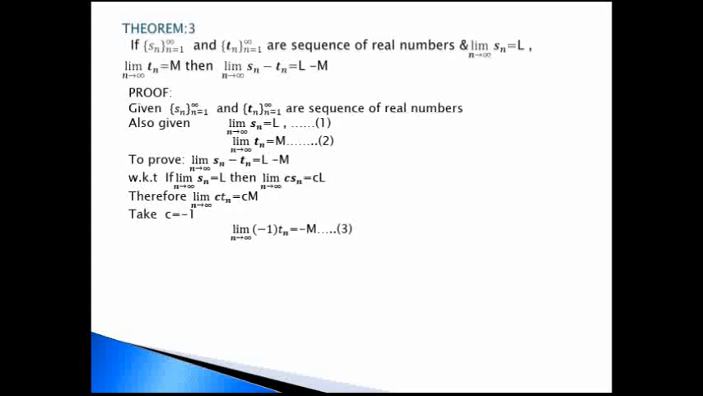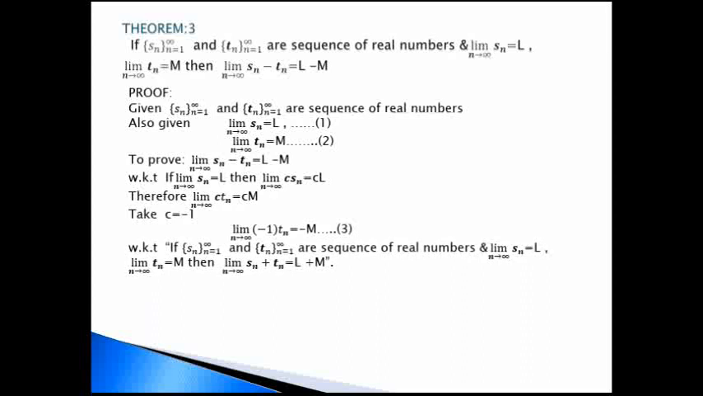We know that by theorem 1, if sequence Sn, n equal to 1 to infinity, and sequence Tn, n equal to 1 to infinity, are sequences of real numbers, and if limit n tends to infinity Sn equal to L and limit n tends to infinity Tn equal to M, then limit n tends to infinity Sn plus Tn is equal to L plus M.